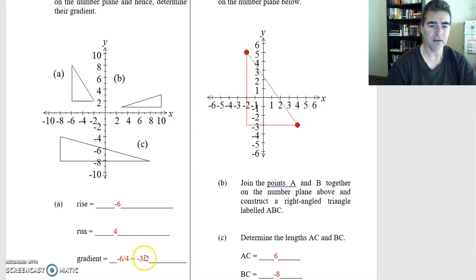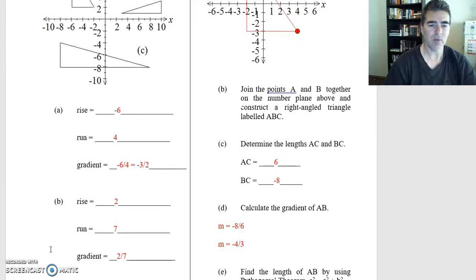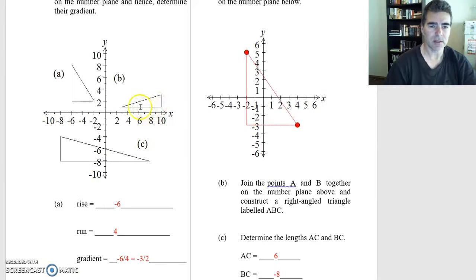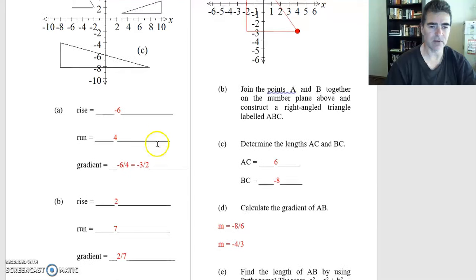Remember, with gradient, leave it as an improper fraction. Right? Don't change it to negative 1.5. Leave it as negative 3 on 2. For part B, again, we want rise over run. So our rise is going from 1 up to 3, which is a rise of 2. And our run is going from 3 up to 10, which is a run of 7. So rise of 2, run of 7, so our gradient is 2 over 7.